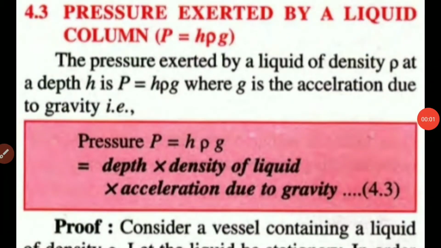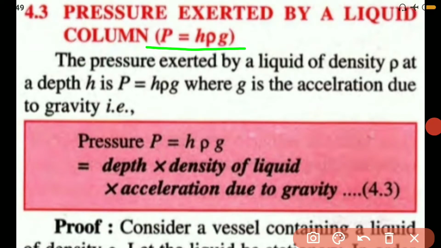This video is for class 9 physics, and today we shall discuss the expression for liquid pressure, which is P equals h rho g, with its proof. The pressure exerted by a liquid of density rho, as we have understood from the previous video, at a depth h, has the expression P equals h rho g, where g is the acceleration due to gravity.